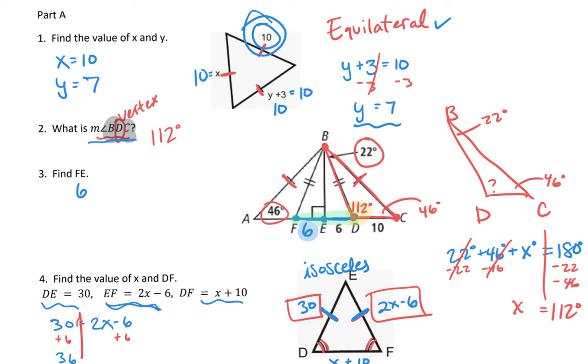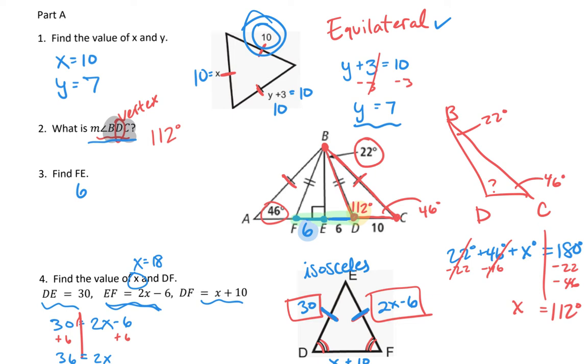All right, 36 equals 2x. Divide by 2. And x equals 18. So I have found the value of x. And now I've got to find the length of DF.